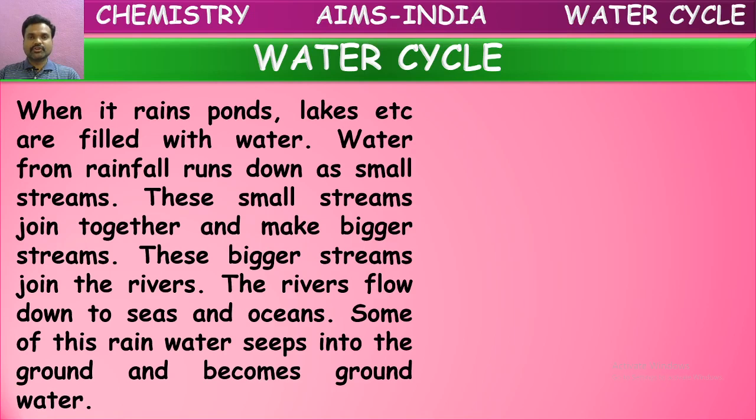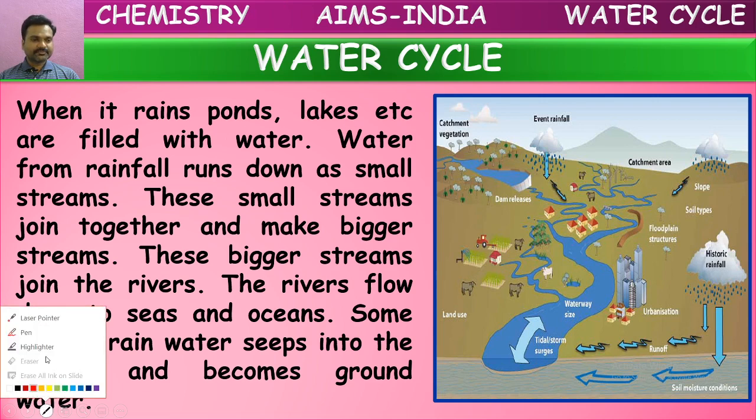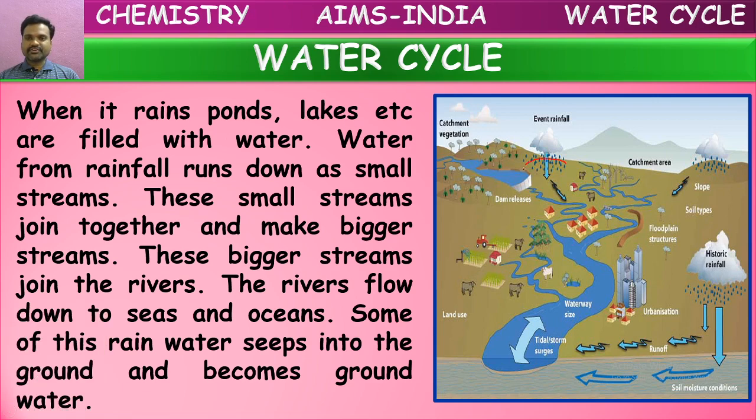See here, the picture will be shown. It is raining at different places. So this rainwater, what is happening? It is forming small streams. These small streams join into bigger streams. These bigger streams finally form rivers. These rivers come and join into the oceans finally.